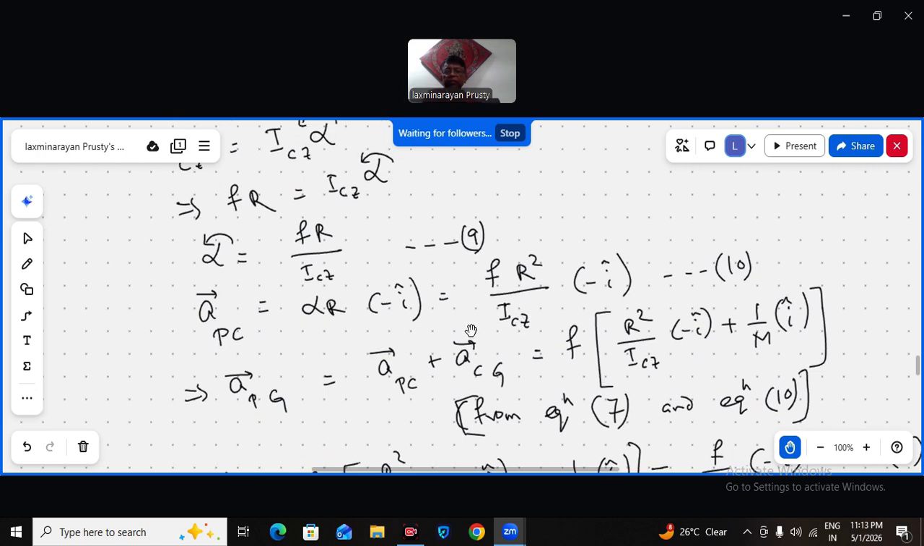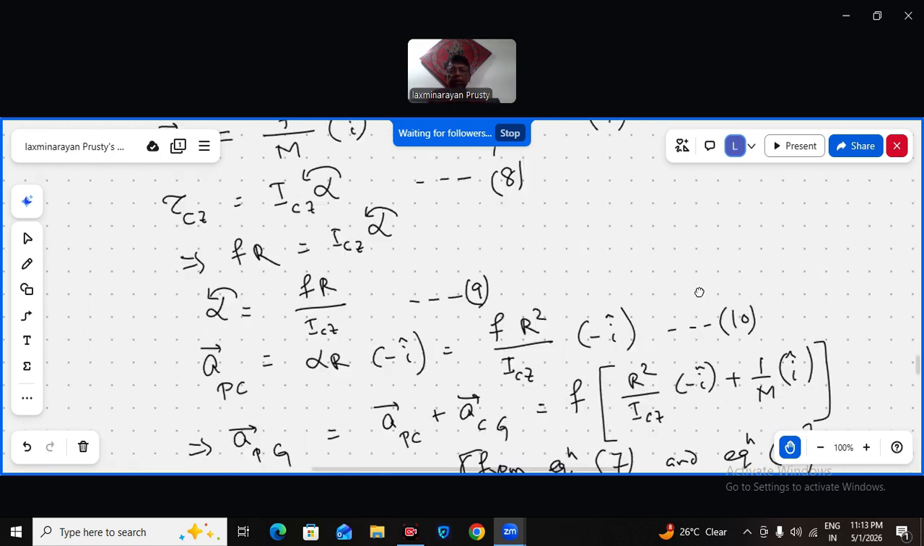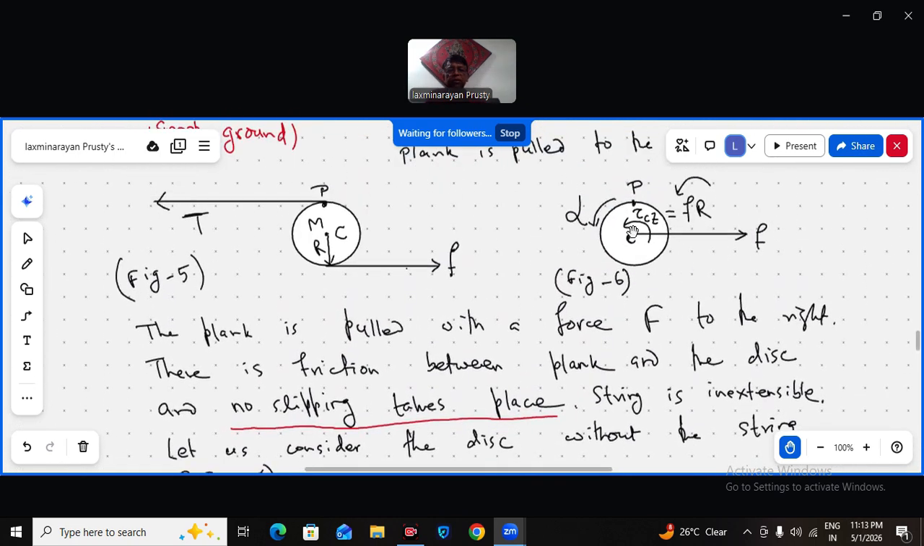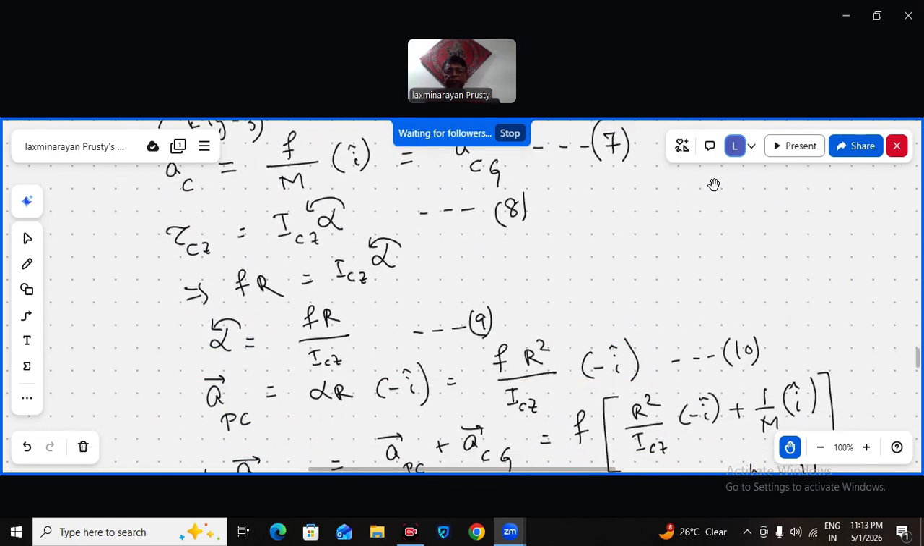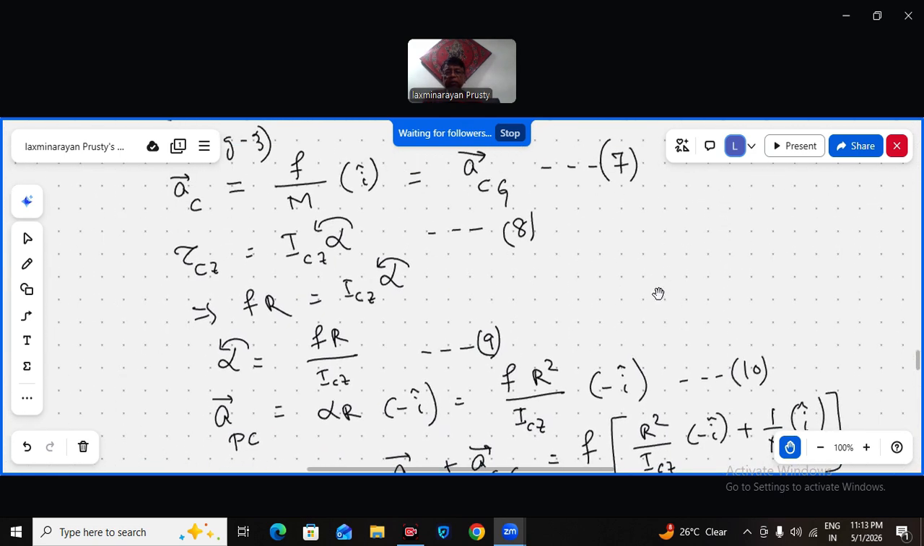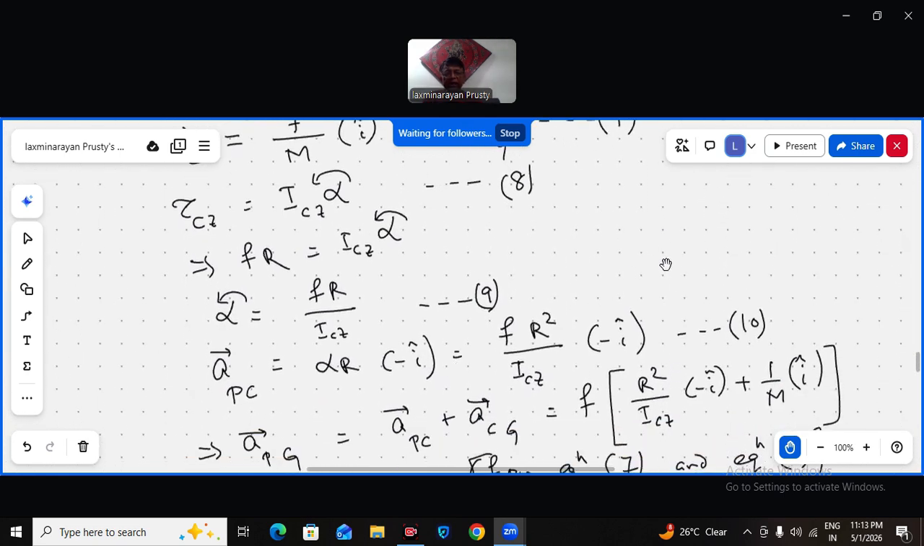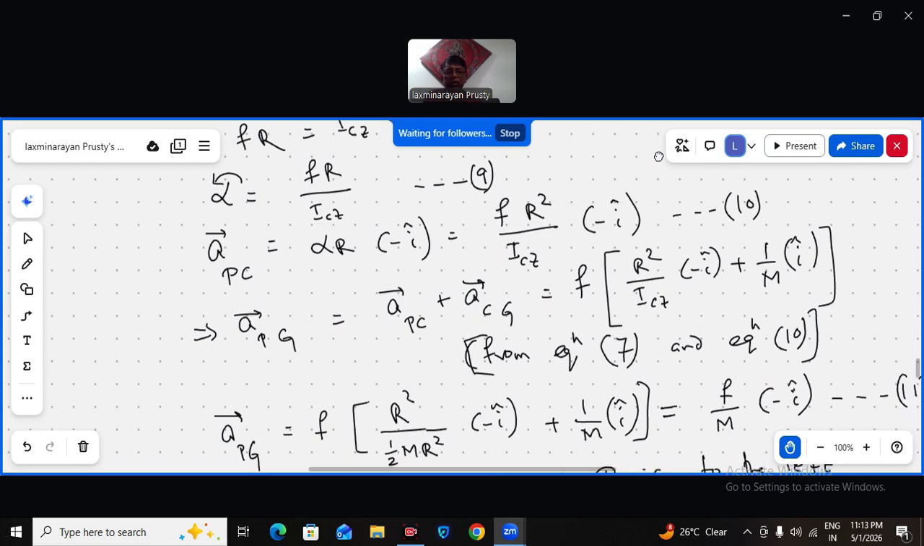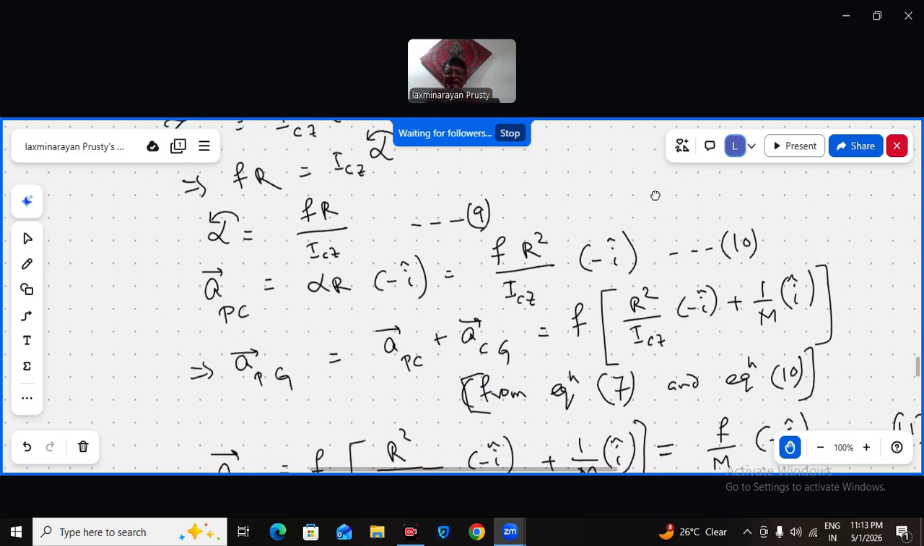This is, and alpha is FR by ICZ, so FR square by ICZ minus I cap. That's very simple. That is the acceleration of P with respect to C is to the left, minus I cap is towards left. But C itself is traveling to the right. That I have to find out, how much.